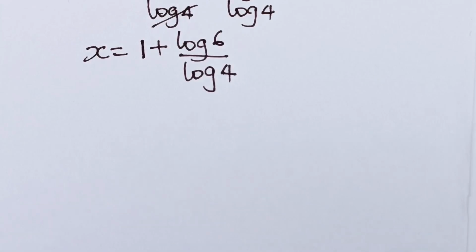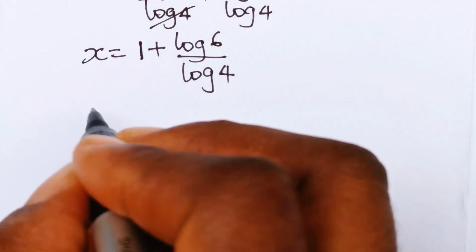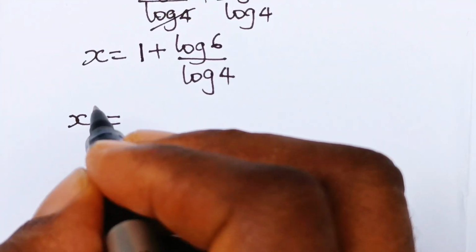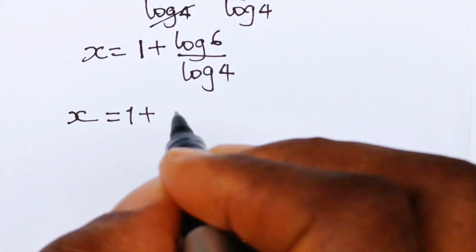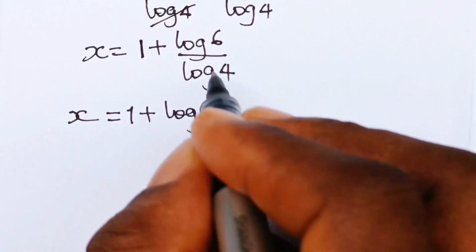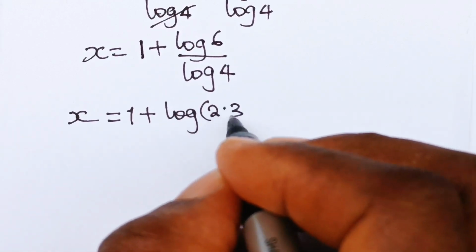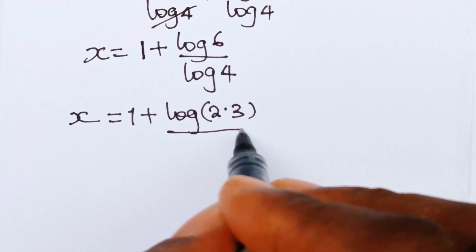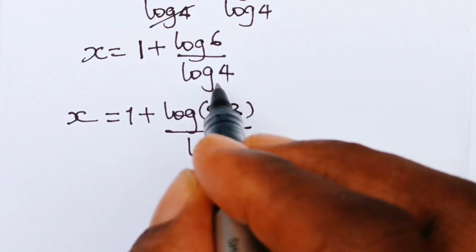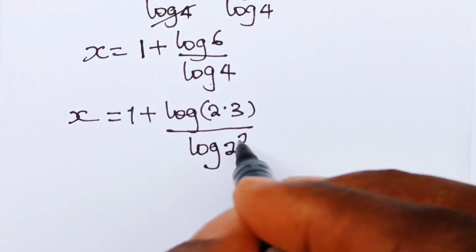We can also express log 6 as what? So we have that x is equal to 1 plus log, this can be expressed as 2 multiplied by 3, divided by log 4, which can be expressed as 2 to the power of 2.